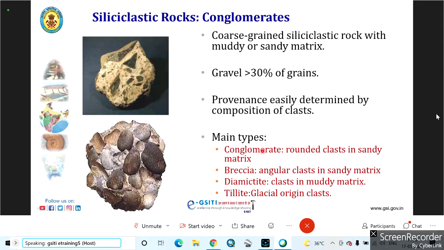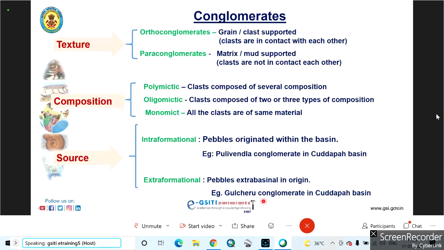What are the different types of conglomerates? Conglomerates have rounded clasts in a sandy matrix, and breccia has angular clasts in a sandy matrix, and diamictite has clasts in a muddy matrix. And one more term is tillite. When we are sure that the clasts are of glacial origin, then we can directly use the term tillite for that kind of conglomerate. So these are the different classifications of conglomerate on the basis of texture, composition, and source.